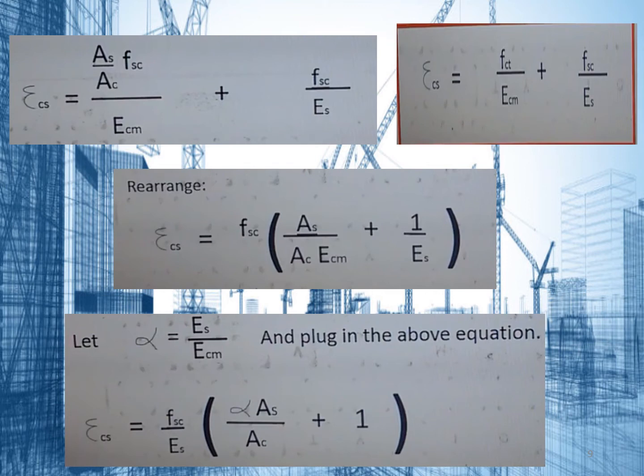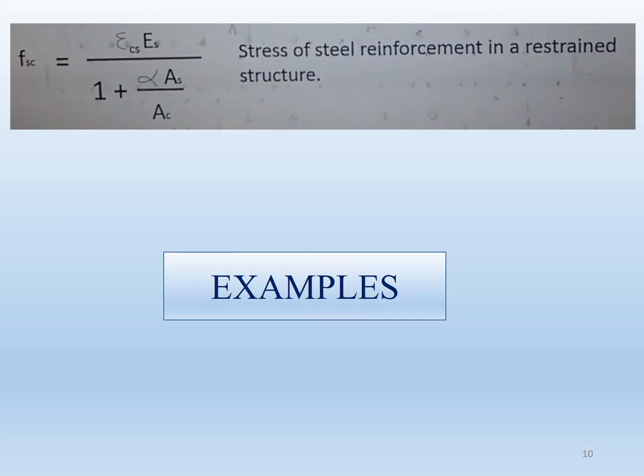However, we are more interested in stress caused by the steel. We can derive the equation moving the FSC to the left side. Now we have the equation for stress in reinforcement caused by shrinkage. This is the equation we derived for the stress of steel reinforcement in restrained structure. Then we will look at some examples for your clarification.